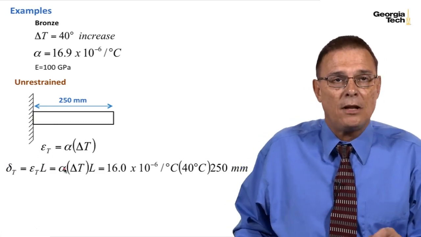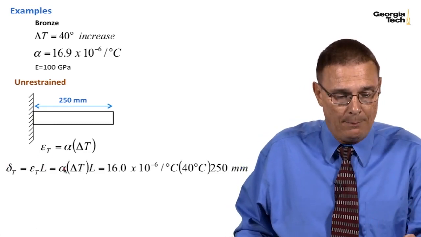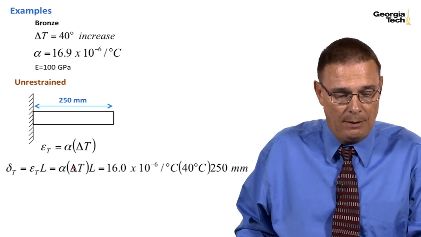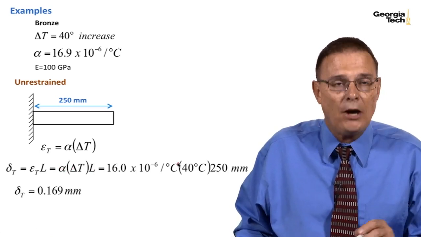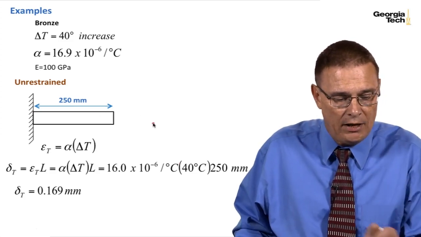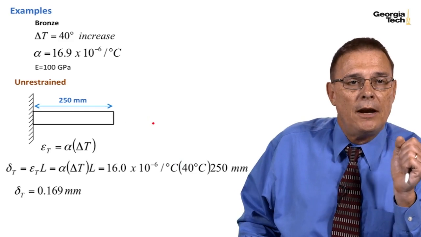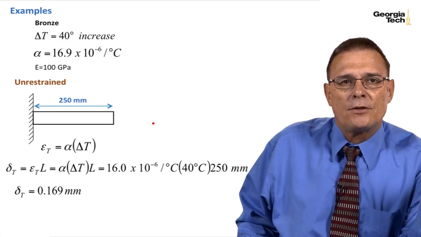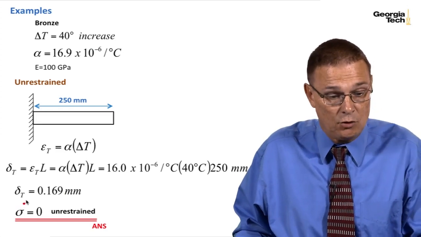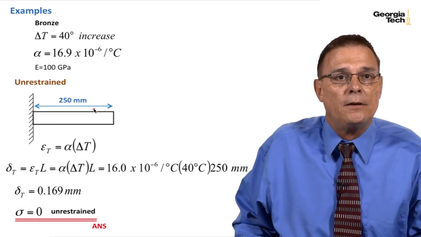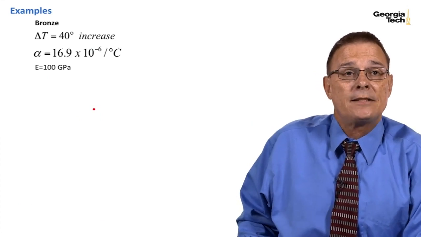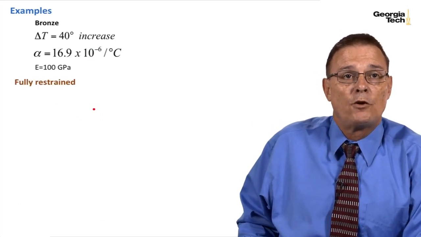Epsilon is the epsilon due to the temperature change, which is the coefficient of thermal expansion times the temperature change times L. If we calculate that out, we find in this case that the bar will extend 0.169 millimeters. What about the stress in this case? And what you should say is its stress is 0 because it's unrestrained. It just expands out. Okay, let's now look at a case where it's fully restrained.